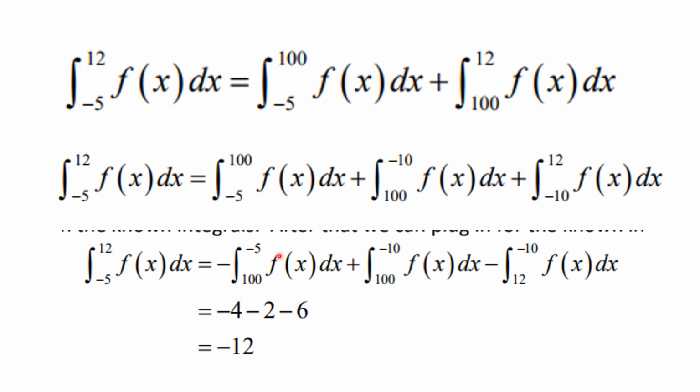So now what we have is this one is going to be the negative of this value that we know. This one is going to be the negative of a value that we know, and this one is going to be negative 6. I do all the calculations and I get minus 12. Make sure you understand this example.